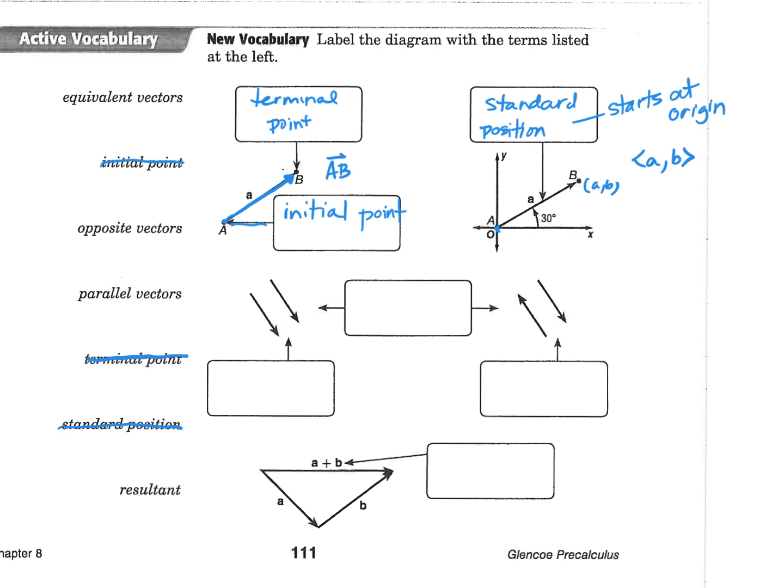Now, two vectors can either be pointing in the same direction with the same slope or in different directions with the same slope. If they're pointed in the same direction, what type of vectors do you think they are? Parallel vectors. Both of these are parallel vectors. Notice they're like parallel lines, aren't they? However, parallel vectors have the same slope.